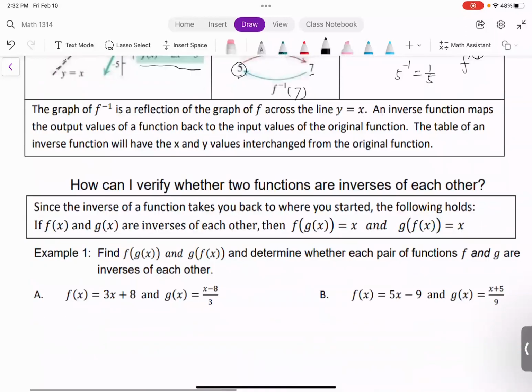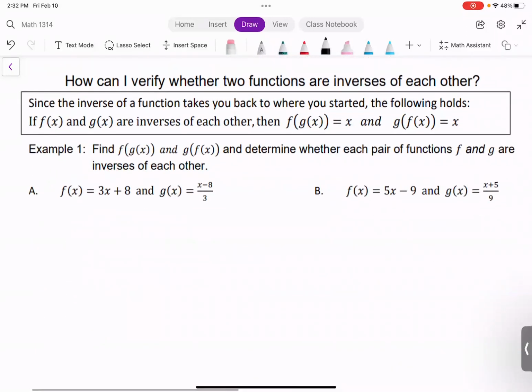Okay, let's see. How can I verify whether two functions are inverses of each other? Since the inverse of a function takes you back to where you started, the following holds. If f of x and g of x are inverses of each other, then f of g of x equals x, and g of f of x equals x. If they satisfy these two conditions, then g and f are inverses of each other.